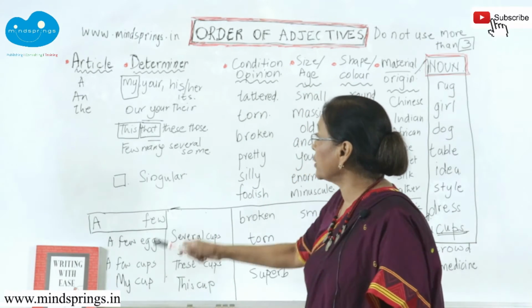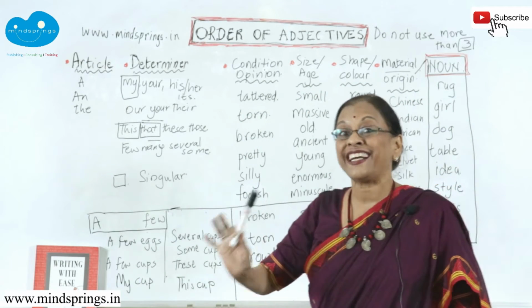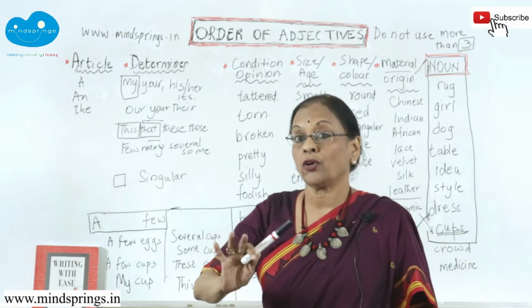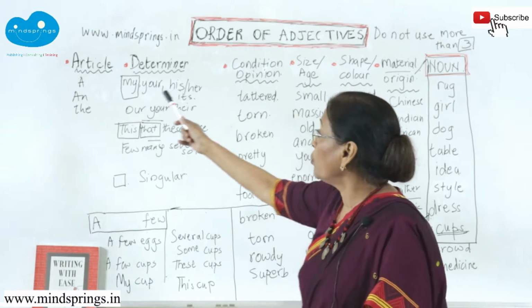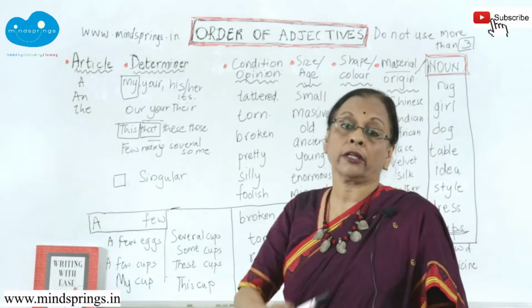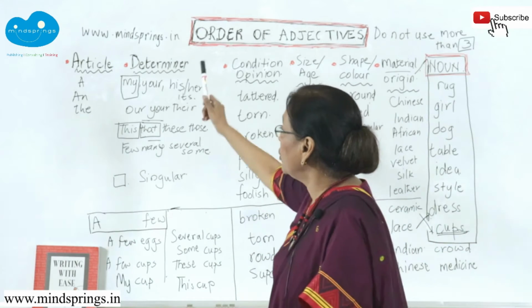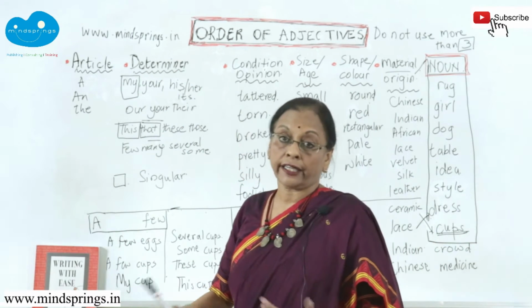So, order of adjectives, normally I have given you a full sentence order, not just order of adjectives, but पूरा sentence जो है उसका order मैंने आपको दिया हुआ है. So, the first one is article.